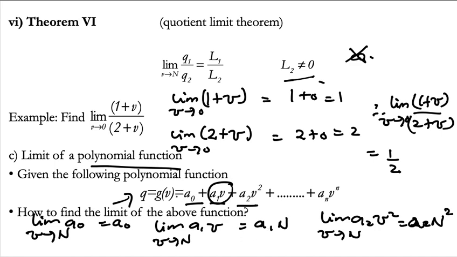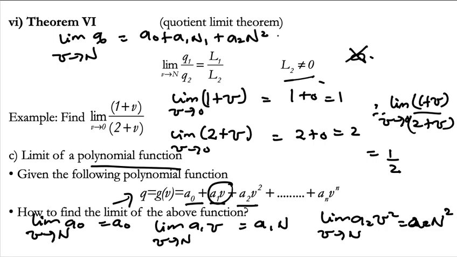So given this kind of polynomial function, the limit of this function, I can rewrite it here. The limit of q as v approaches n is equivalent to a naught plus a1 n plus a2 n squared, and so on until the last one, a n times n to the power of n. So this is the limit of a polynomial function. Those are the theorems that you can utilize in the study of limits and its concepts.